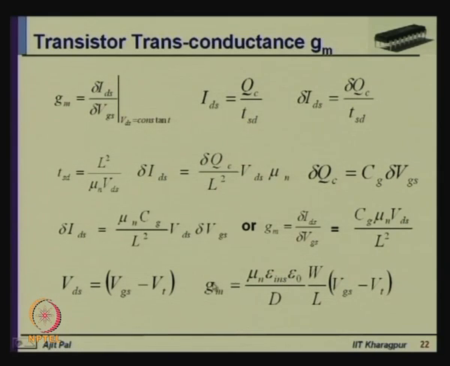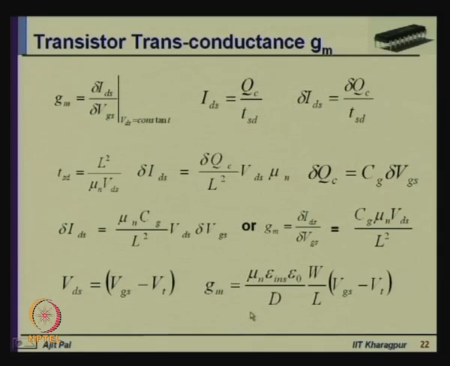So, how we can increase the value of GM is clear from this expression. If the width is more, more current will flow, so GM will be more. If the thickness of the silicon dioxide is small, the gate voltage will have more control, and obviously GM will be large. Similarly, if the length is small, more current will flow, so GM will be increased.